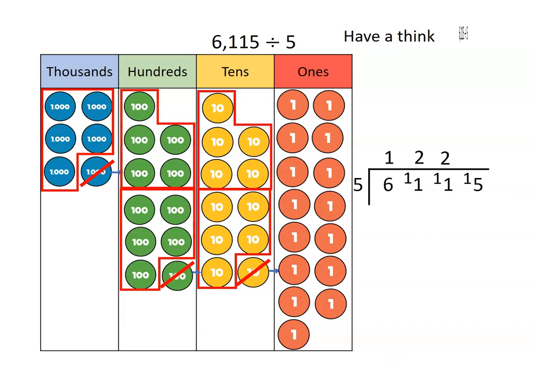So we now have 15 ones over there. And let's see how many groups we can make. There's 1 group of 5, 2 groups of 5, and 3 groups of 5. And we write that in to finish it off. So our 6,115 divided by 5, our answer was 1,223.